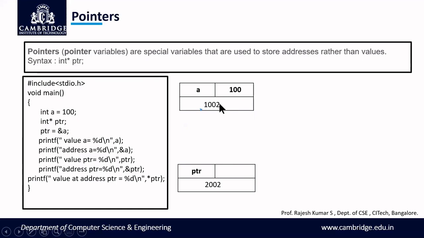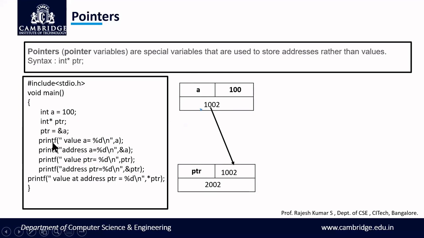Now this address is stored in the pointer. You can observe that this address is stored inside the pointer. Now this ptr, a pointer, has got the address 1002. This address belongs to the variable a. Okay, so you have to understand how we declare the pointer and how we assign the address to the pointer.